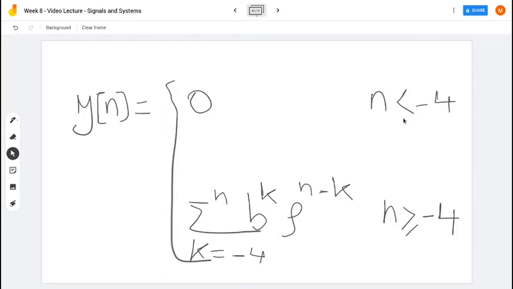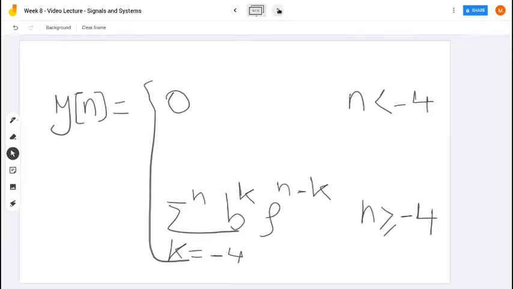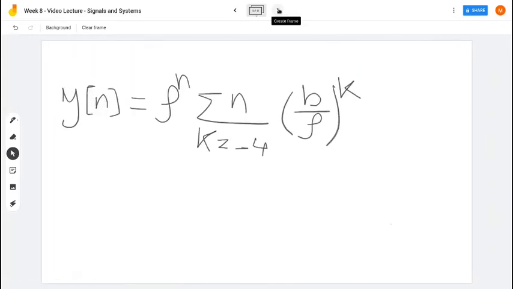But if n is less than minus 4, we will get a 0, which is equivalent to multiplying by the unit step u of n plus 4. So this expression will be multiplied by u of n plus 4.